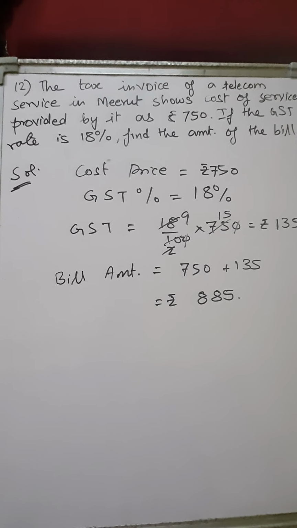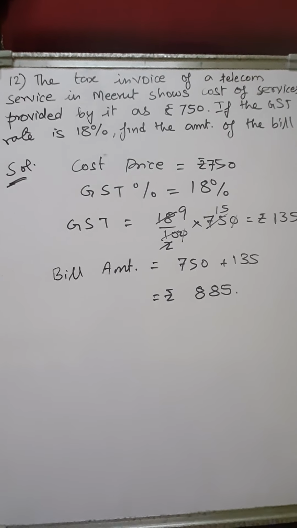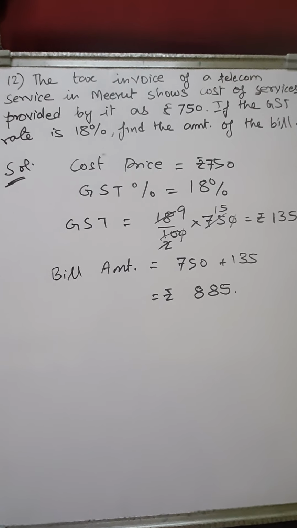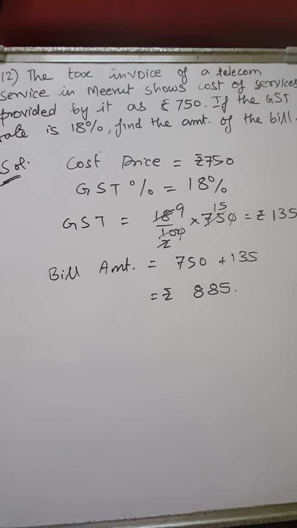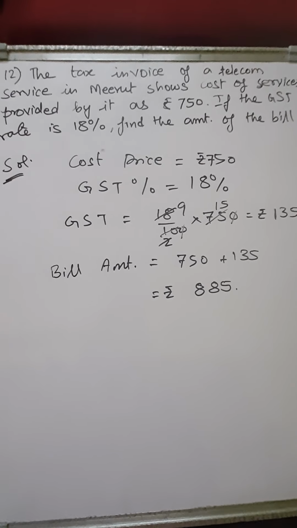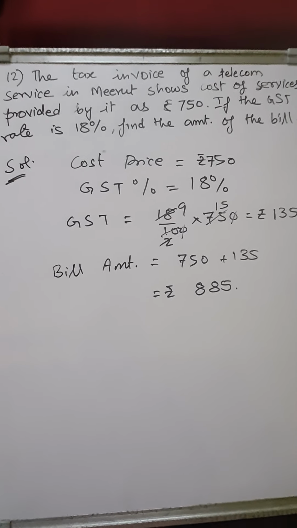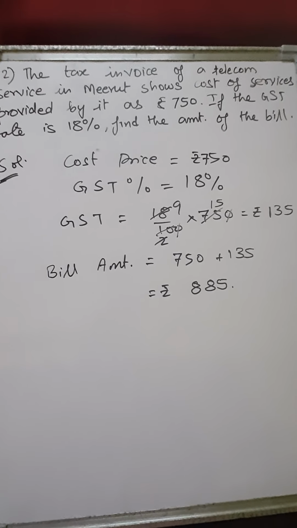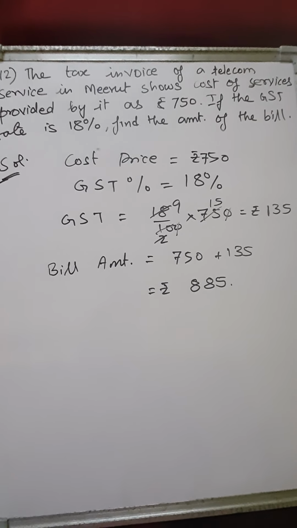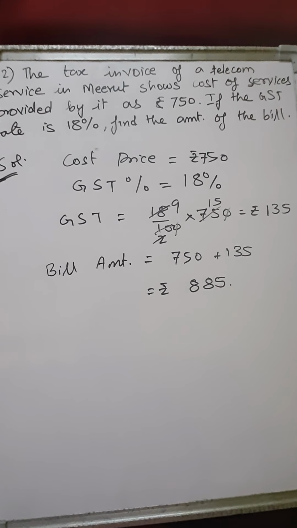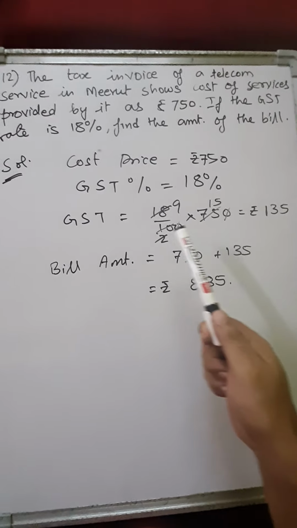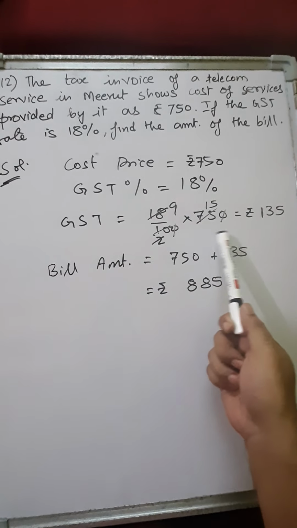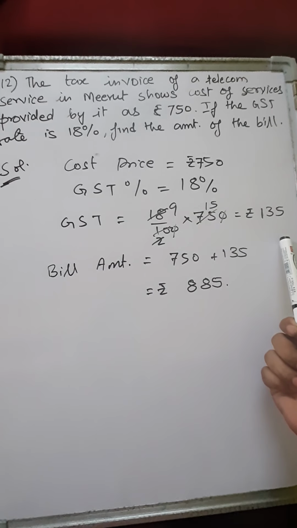Children, let's see another sum. In this sum, the question states that the tax invoice of a telecom service in Meerut shows the cost of services provided by it as 750 rupees. If the GST rate is 18%, find the amount of the bill. Right. Now, the cost of the service that is utilized is 750 rupees. That means the cost price is 750, on which GST will be calculated at 18%. So if we calculate 18% of 750, what will we get? 18 upon 100 into 750. We'll calculate and we'll get 135 rupees.